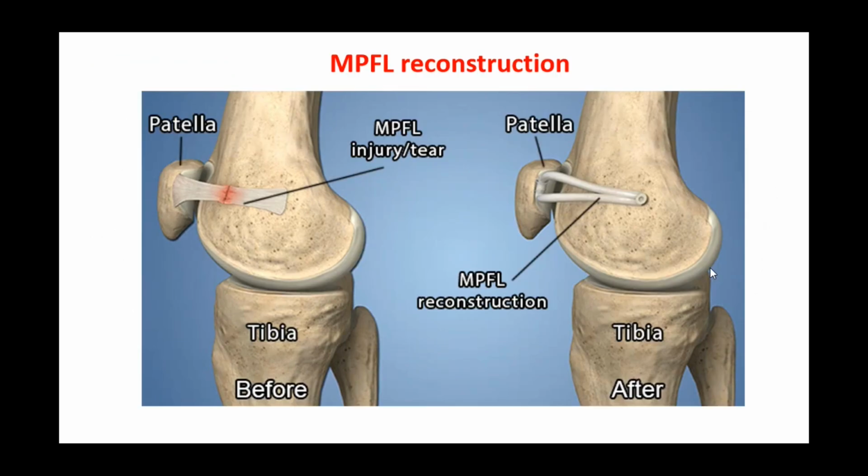Now this is the medial patellofemoral ligament reconstruction. As we see, the patella dislocates laterally, sometimes due to laxity of the structures on the medial side. So we need to reconstruct the medial patellofemoral ligament, as this is a major ligament, because it stabilizes the patella and prevents the patella from sliding out of the groove. So this is how it is reconstructed.